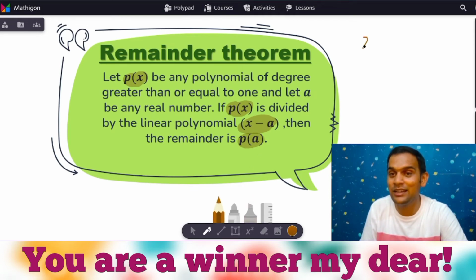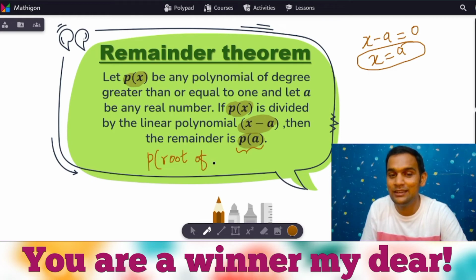Why P of a? Because if x minus a is the divisor, what is the zero of x minus a? Equated to 0, x equals a. That is why we observe that the remainder is P of a, or we can also say P of the root of the divisor. Whatever we observed, that became our theorem. I hope that makes a lot of sense.